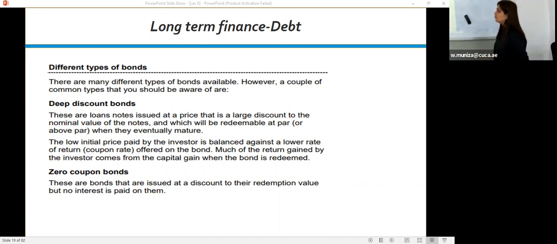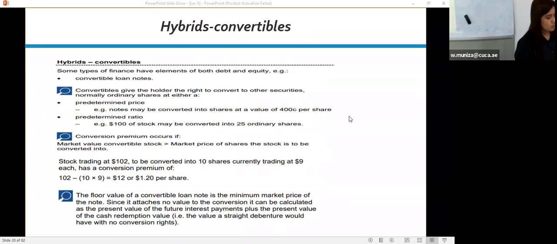In the case of zero coupon bonds, students, these are bonds that are issued at a discount to their redemption value, but no interest is paid on them. At redemption, the amount paid is the redemption value, while the price at the time of issue is much lower. But no interest is going to be paid on zero coupon bonds. The coupon rate is basically an interest rate, and with zero coupon bonds there is no interest.